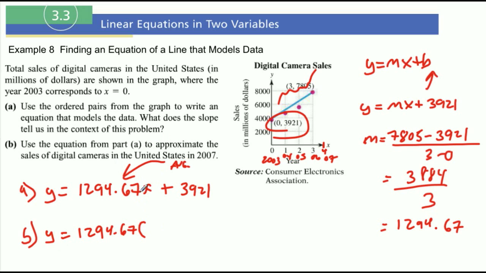I'm going to substitute x with 4 because that would give me my year 2007. Okay, and doing all that calculation, we would get 9099.67. Again, make sure you have the context of a million, because there's millions of dollars here. So approximately, we should have about $9,099.67 million in digital camera sales in the year 2007.